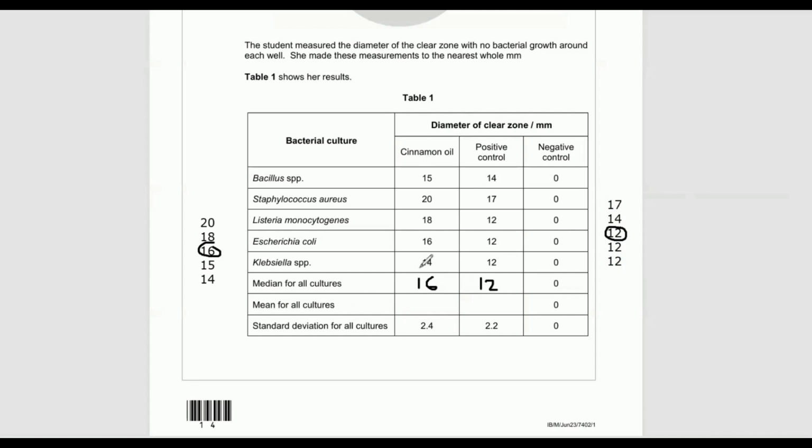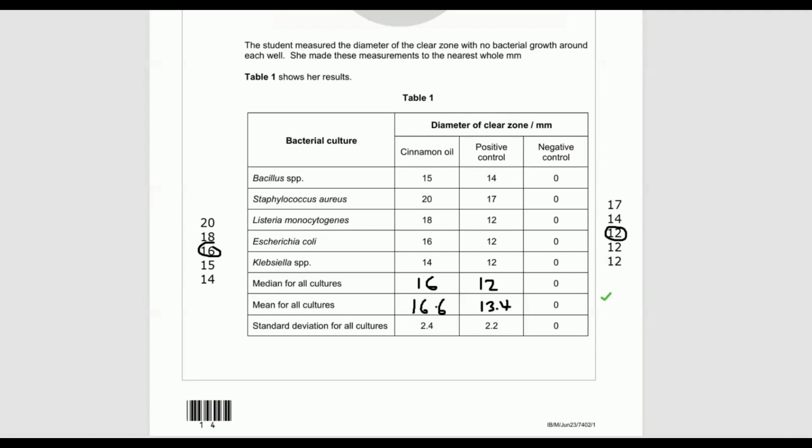Now we've got to work out the mean for all the cultures. So you're just going to add 15, 20, 18, 16, and 14 together, divide by 5, and you get 16.6. And if we do the same for the positive control, we get 13.4. At least I did anyway.